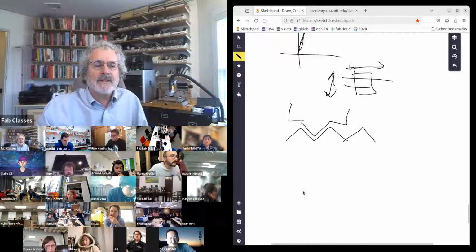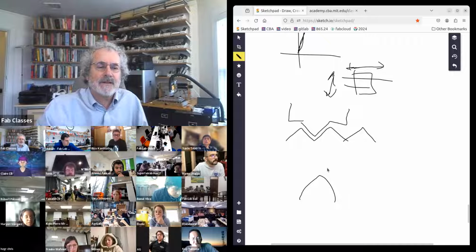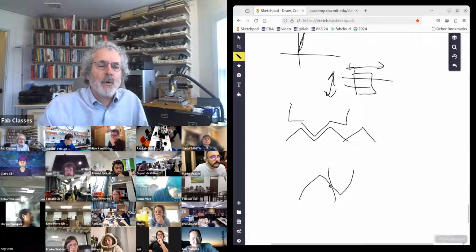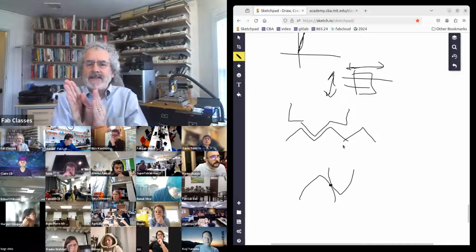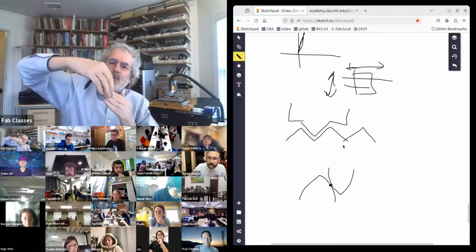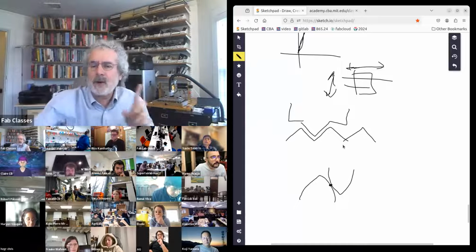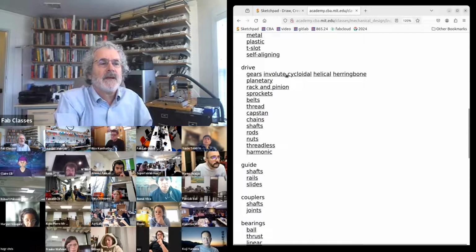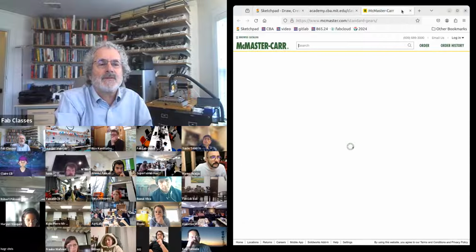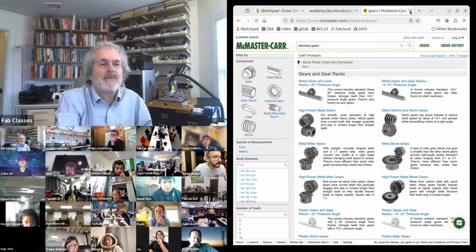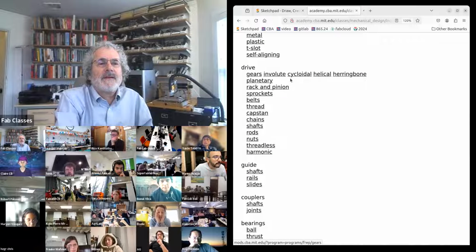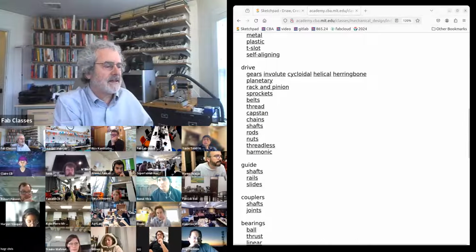So the most common gear shape is what's called involute, which is a very interesting mathematical curve. And it looks like that. And there's one point of contact. And then as the gear turns, the involute walks around it. So there's always only a single point of contact. So this is a link to all sorts of types of gears from McMaster. Let me fix that link.